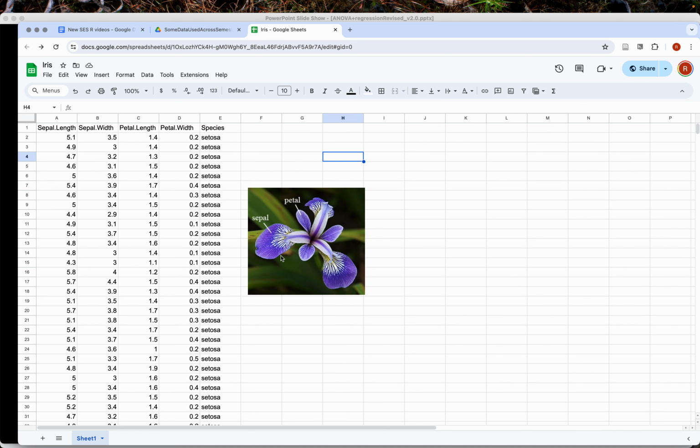That was where we analyzed the sepal width of these iris flowers. This time we're going to do petal width of these flowers. And so if you have not watched the video on sepal width, you have to stop this video right now and go watch the one on sepal width.